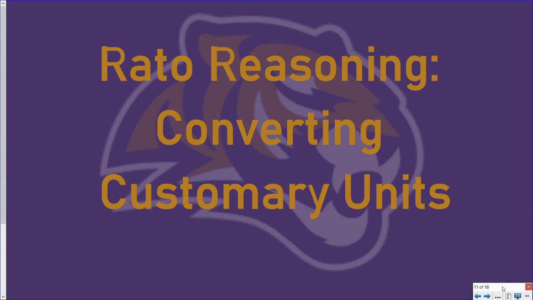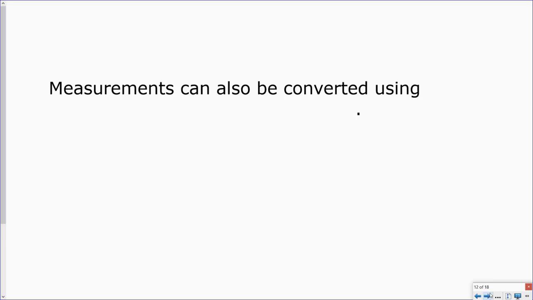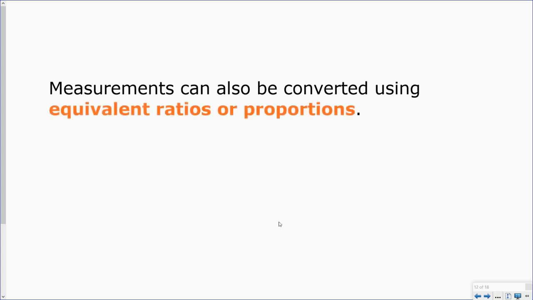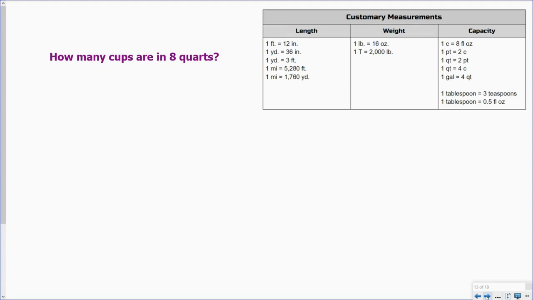In this video, we are going to use ratio reasoning to convert customary units of measure. Measurements can also be converted using equivalent ratios or proportions. In this question, it says, how many cups are in 8 quarts?